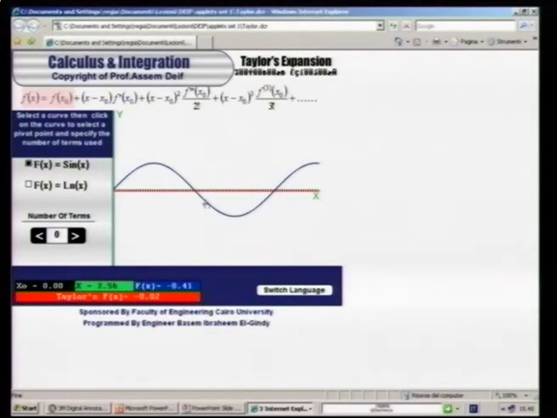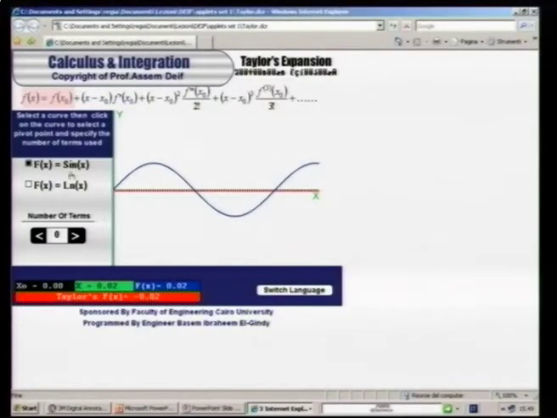For example, this is a sine function. And you want to approximate this sine function by a polynomial. This is the idea. So for example, let us say we take the sine function, and you choose any point, let us say you choose a point x, and you increase n.